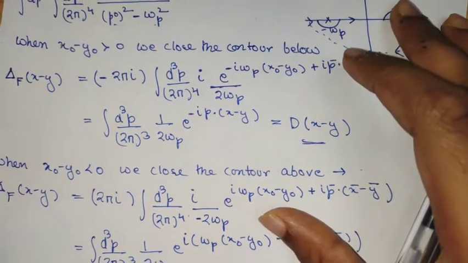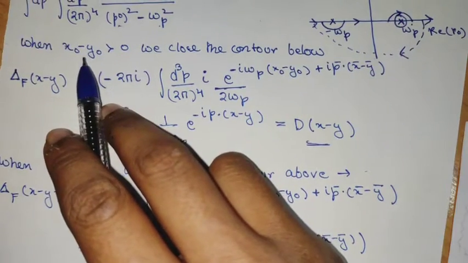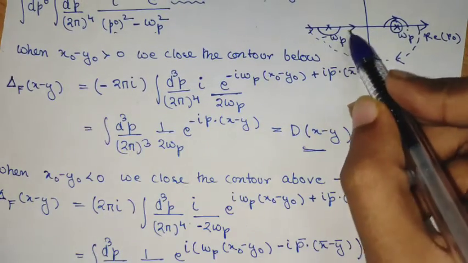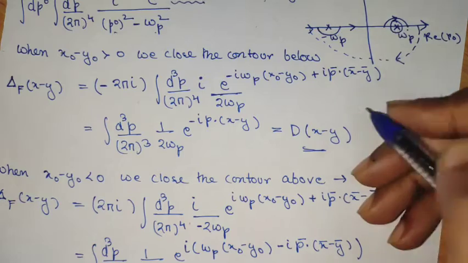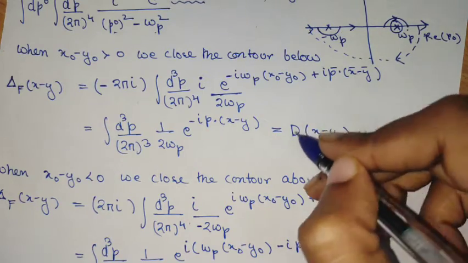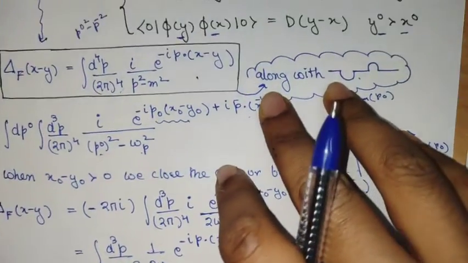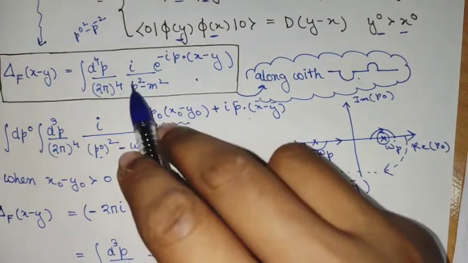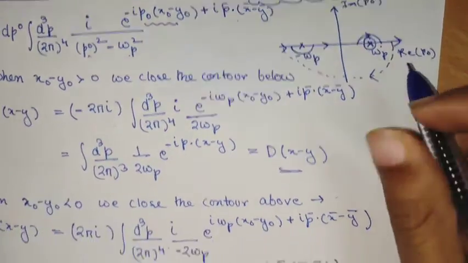So what we are getting is, for x0 minus y0 greater than 0, precisely because of this contour choice we had one pole, and precisely for one pole we got D(x minus y), which means the contour choice is very significant along with the integration.